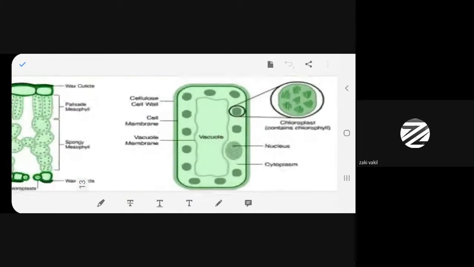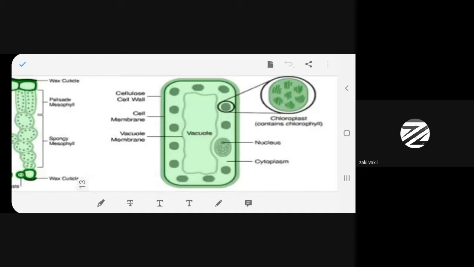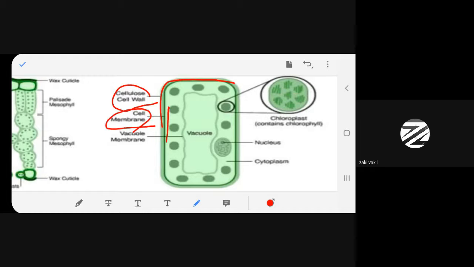Now, this is the structure of a typical plant cell of a leaf. What are the organelles that we have observed? The cell has a covering known as the cell wall. Inside the cell wall, there's another covering known as the cell membrane. The big organelle in the center is the vacuole. It has a membrane.